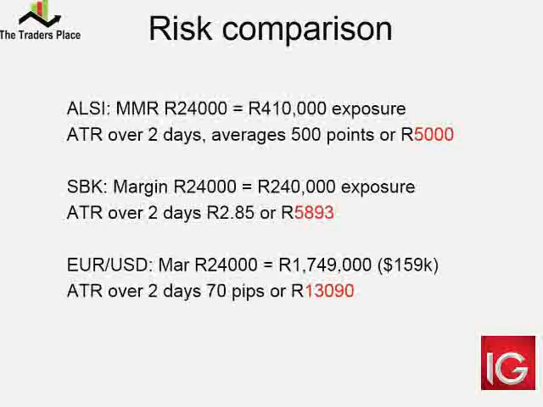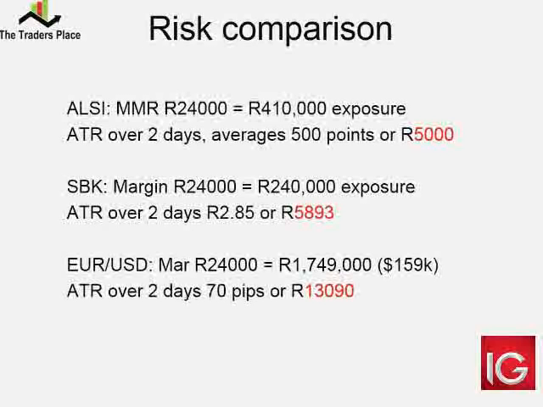The Aussie's minimum margin requirement, obviously this varies per stockbroker or per platform, but I'm just using the suffix number here, 24,000 Rand. That 24,000 Rand has a value of 410,000 Rand per contract. So I buy one Aussie contract, its value is 400,000 bucks.